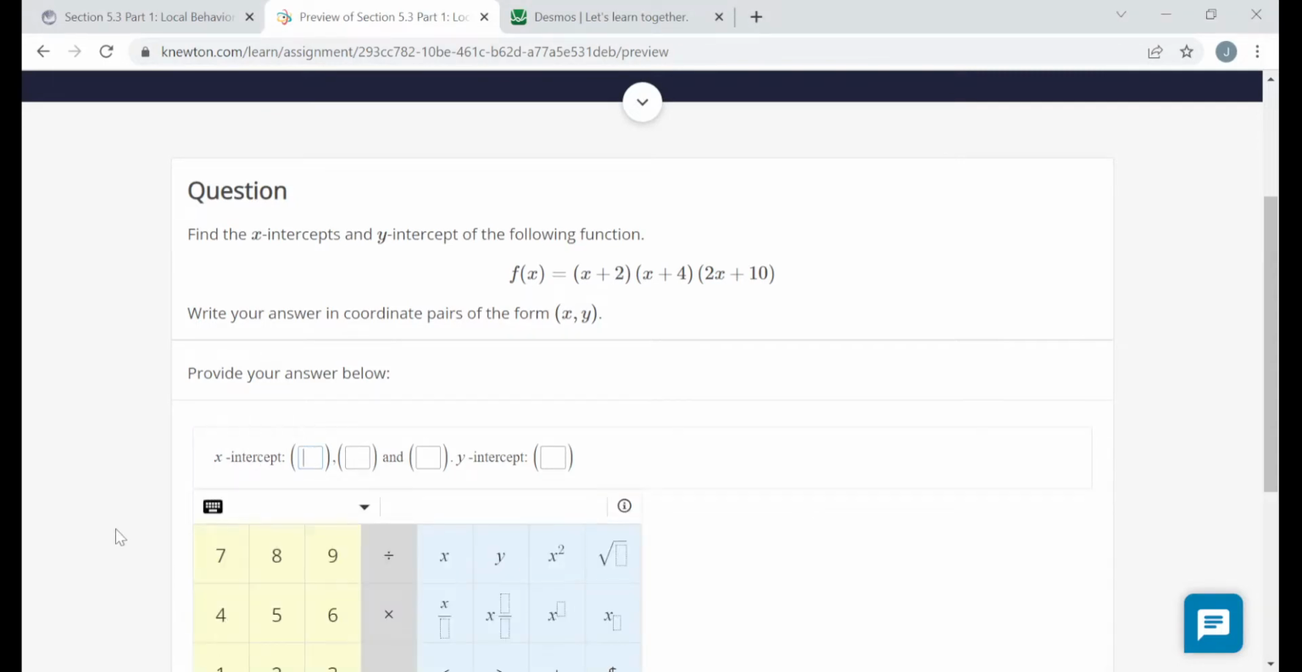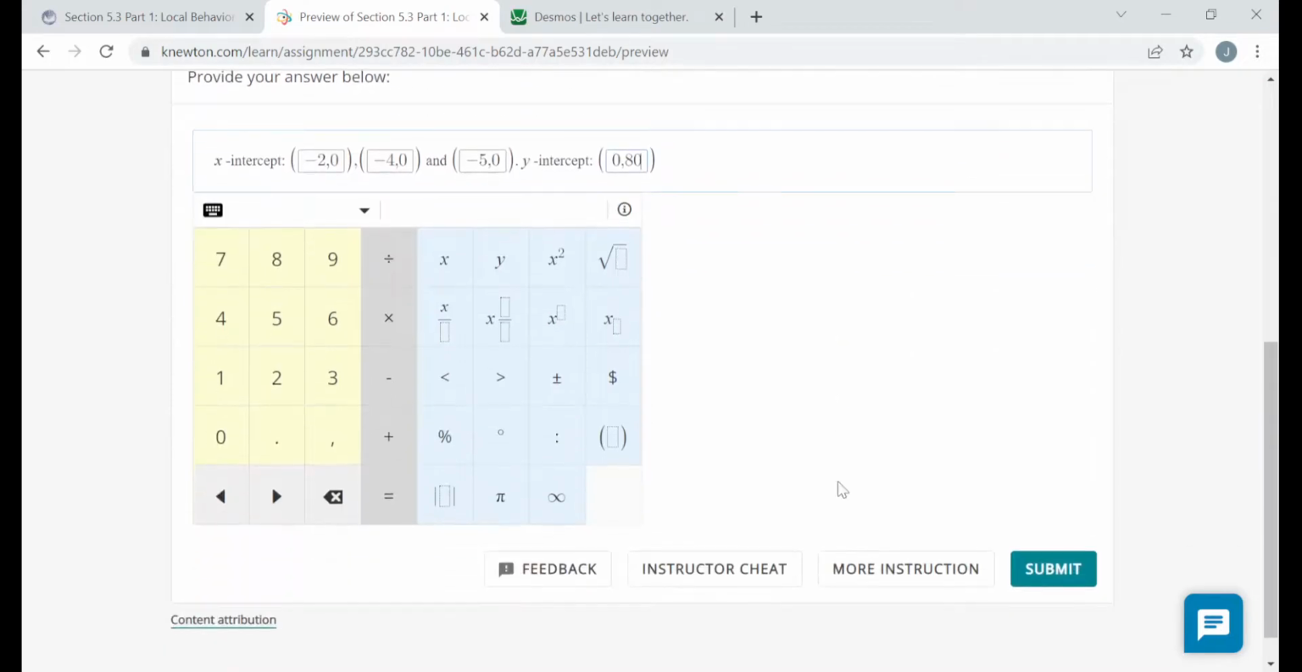Alright, so one of the x-intercepts, now they put the parentheses there, they just didn't put the commas. So one of them is at negative 2, comma 0, and then I go over to the next box, the parentheses are already there, so I'm just entering the coordinates, negative 4, comma 0, and then the next box, negative 5, comma 0, and the next box, the y-intercept was 0, 80. The coordinates were 0, comma 80. Okay, and that should be good.